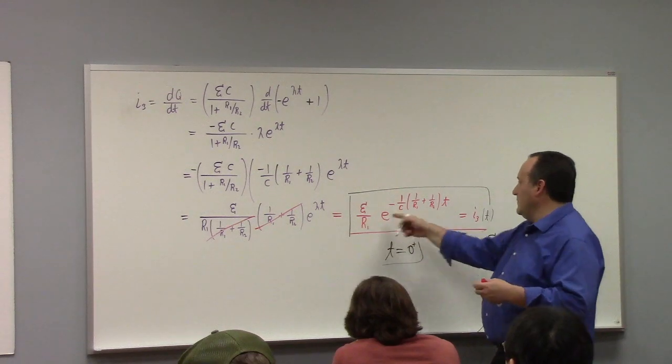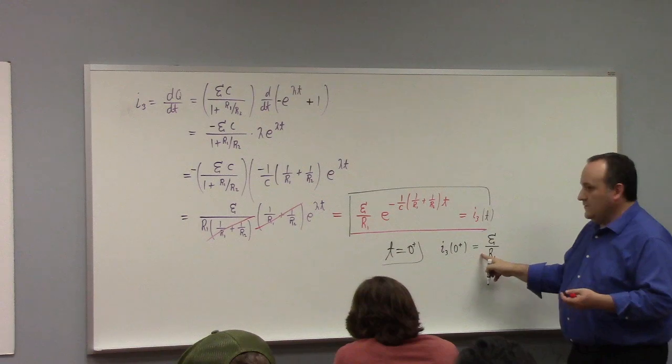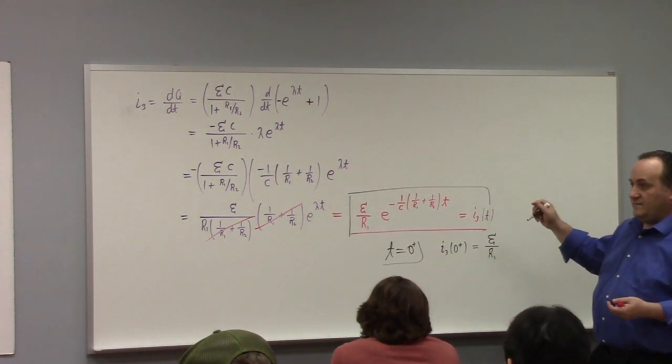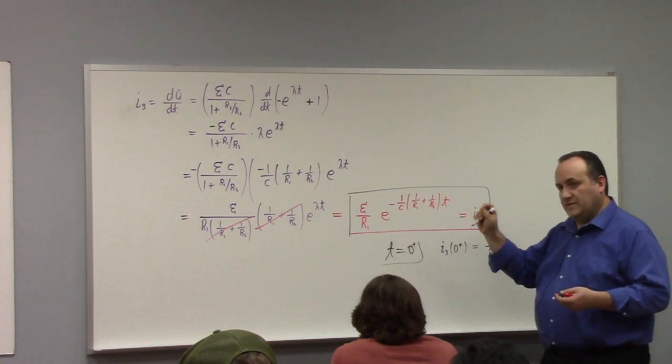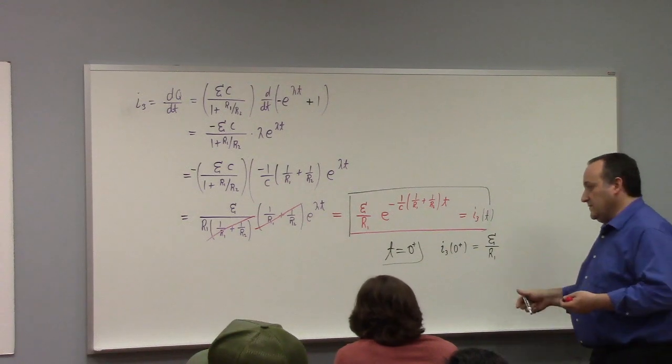So this is just E over R1, right? The exponential of 0 is 1. So the initial current is E over R1, which is just what I was telling you guys at the start of all this. It's as if the capacitor is a short circuit. There's no voltage dropped across resistor 2. Total current, E over R1.